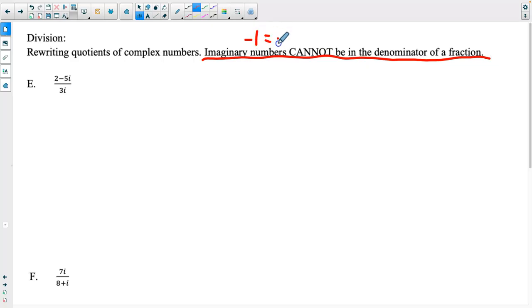So negative 1 equals i squared. Is that an imaginary or a real number? Real number. Not imaginary at all. We actually get rid of the imaginary. But i equals the square root of negative 1. So I want to get rid of this i. What can I multiply by, add, or do some operation? James? Times 3i. Oh, that works.